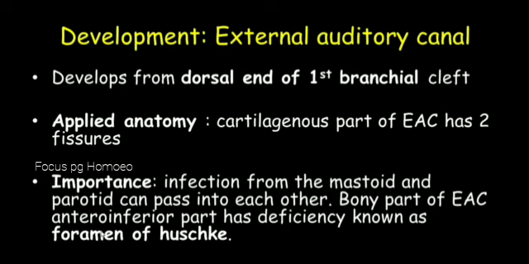Now regarding the development of the external auditory canal, we know that there are two parts. One is cartilaginous and another one is the bony part. It develops from the end of the first branchial arch. In the cartilaginous part, there are two fissures and infection can spread from the mastoid. Already we had discussed the foramen of Huschke, and in the cartilaginous part, it is the fissure of Santorini. In the cartilaginous part, it is the fissure of Santorini, and in the bony part, it is the foramen of Huschke. This is just a revision, we already know that.